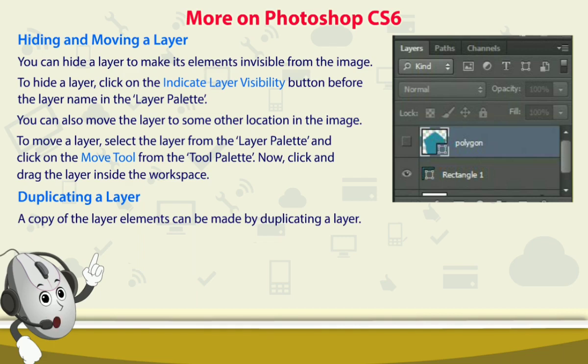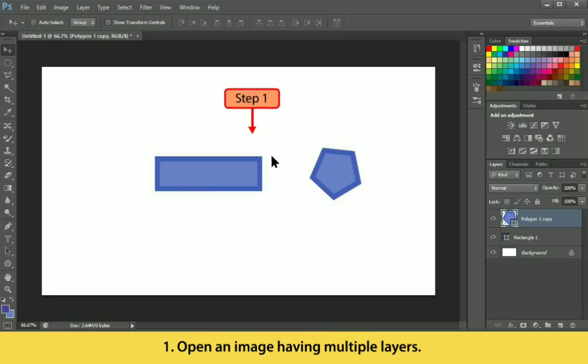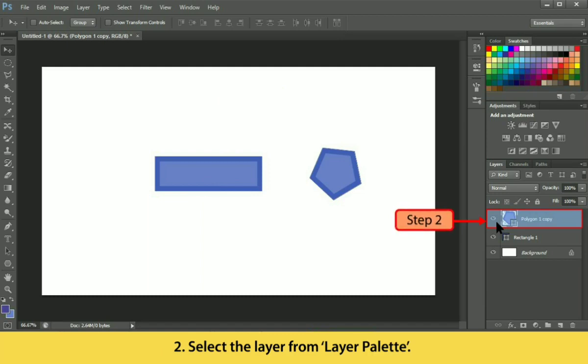Now duplicating layer. Duplicating means creating a copy. A copy of layer element can be made by duplicate layer. So let's learn how to create duplicate layer. Open an image having the multiple layers. Here we have two layers.